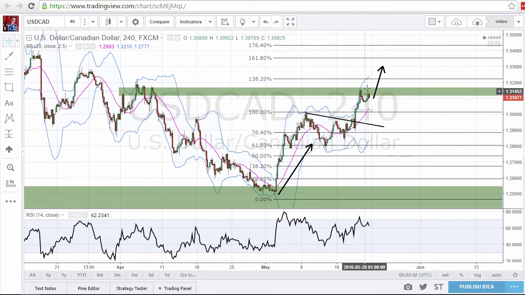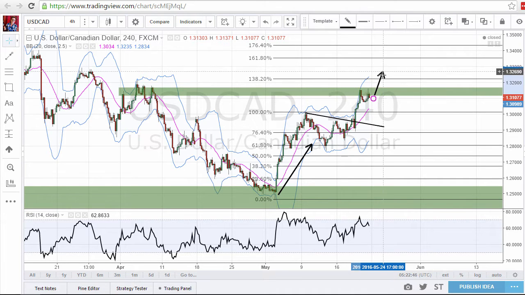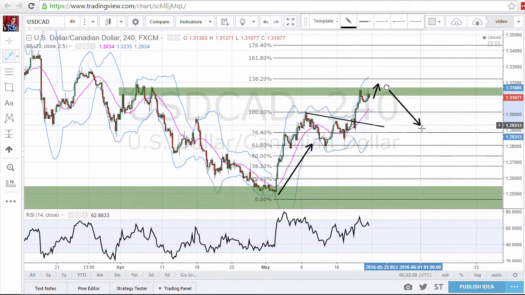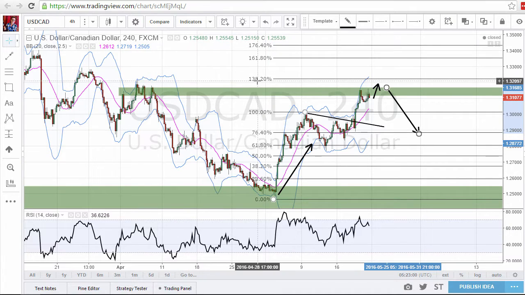However, if we are not seeing enough buyers push price higher, I'm probably expecting a shorter bullish trend and bullish wave, maybe just shy of the 138 before we then reverse. So that's two very interesting setups that I'm looking at on the US dollar Canadian for the upcoming week.